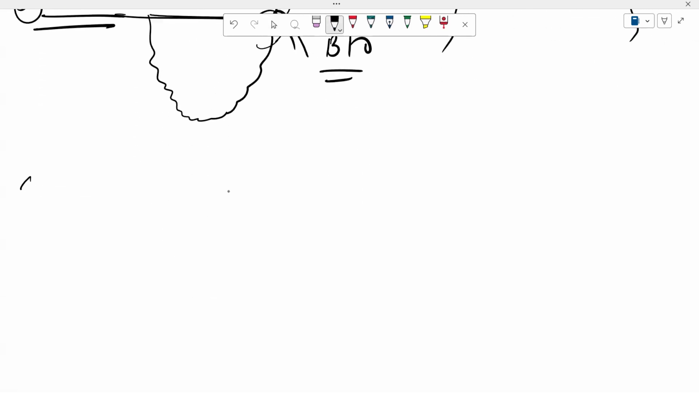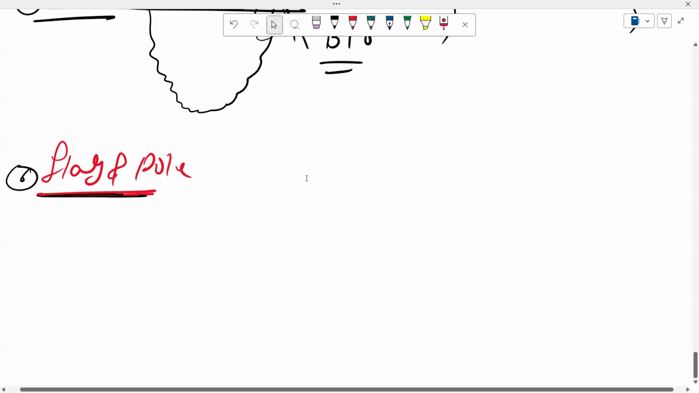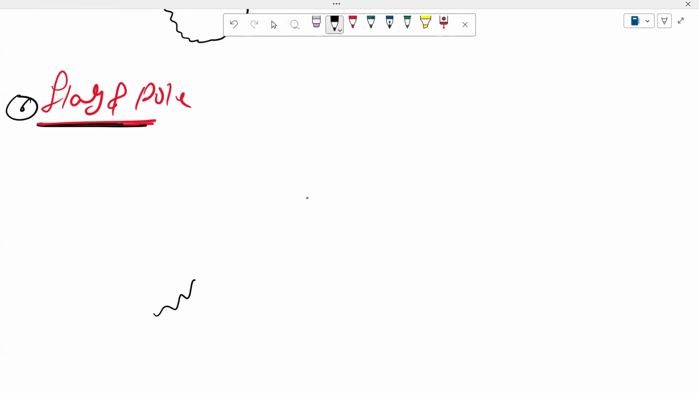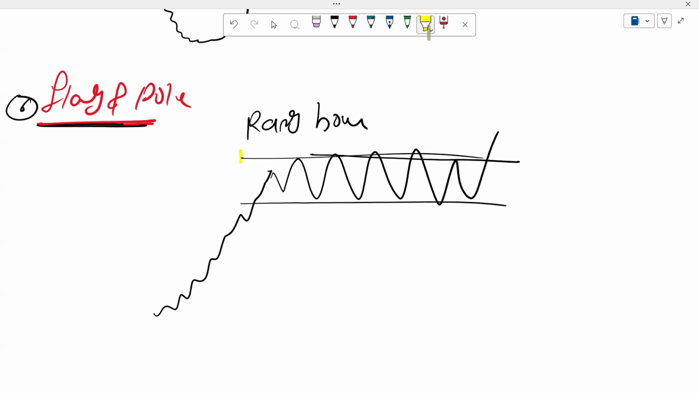Okay, this 6th one is your flag and pole pattern. This is a very powerful pattern. What will happen? Market is going up and up. At this point it is range bound, forming a rectangular range bound movement. You observe the range bound movement here, and suddenly, after many candles, at this area you see a breakout, and again it is going up. So this is your flag, and it looks like a flag and pole.